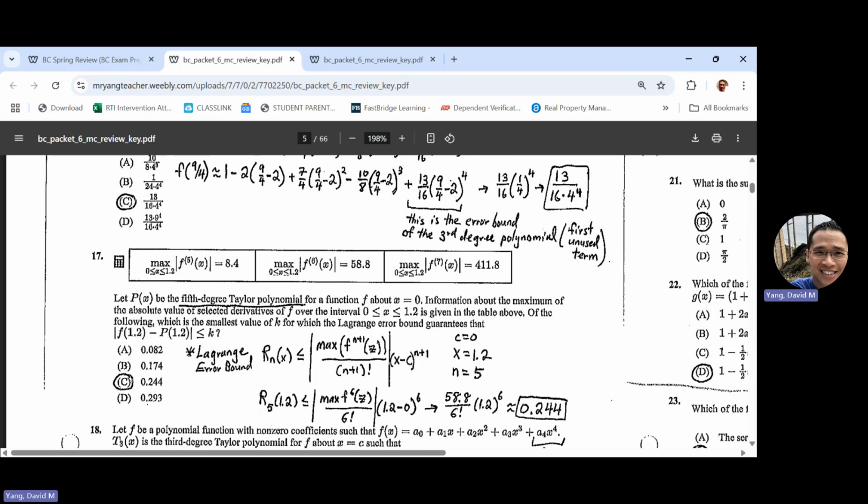But they're testing us to see if we can pick the correct value. If we were trying to determine the error bound of the fifth degree polynomial, we know we're going to be trying to find involving the maximum of the sixth derivative. So the 58.8 is one that we use. The other ones are not going to be useful for our answer.